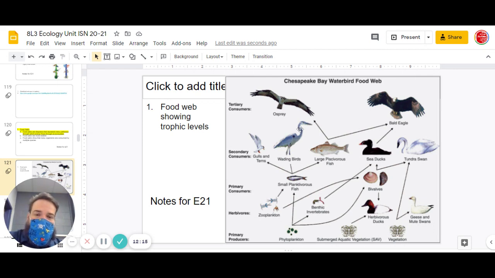Now, if we were comparing the osprey, that according to this food web only eats one thing, and a bald eagle that has 2 sources of food, which one is going to be most affected if this large piscivorous fish goes extinct? The osprey, right? Because the osprey only has 1 source of food in this ecosystem. That's another kind of question they like to ask. If the bivalves became extinct in this food web, then the sea ducks would be affected, so would the tundra swan. So they don't affect just one thing, they affect multiple things.